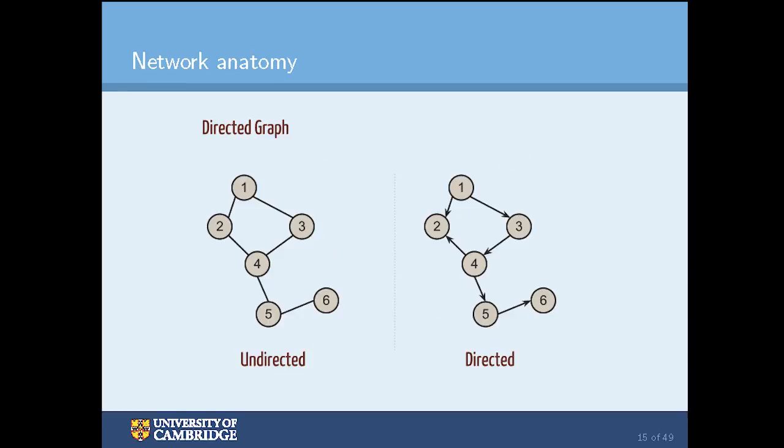So in a directed network, one node goes to another node. This makes sense in things like traffic networks, because you have one-way roads. Not all roads are two-way roads, so you would have a directed network. Versus an undirected network, which you would have for something like a social network, where if you're friends with someone, then chances are they're going to be friends with you.